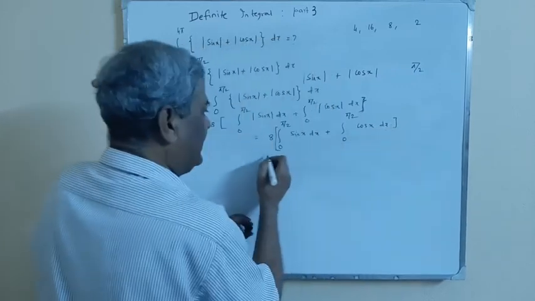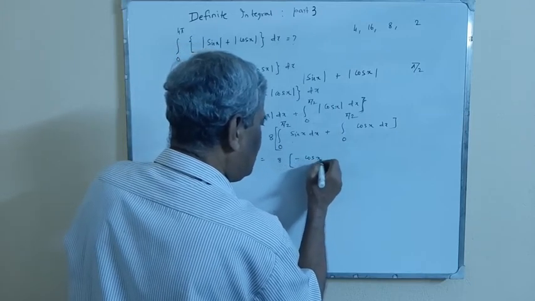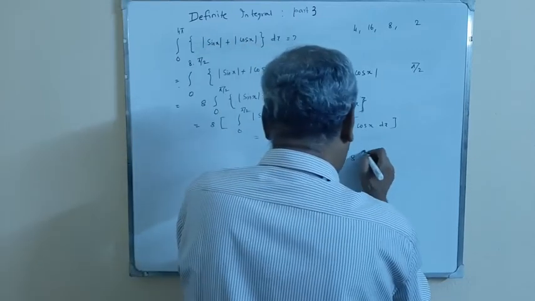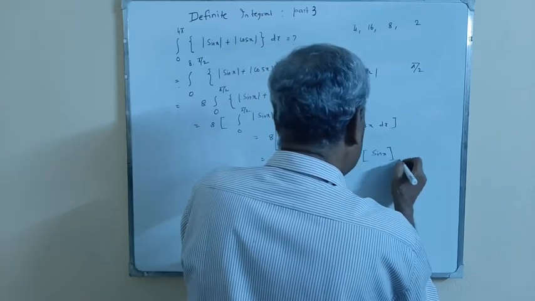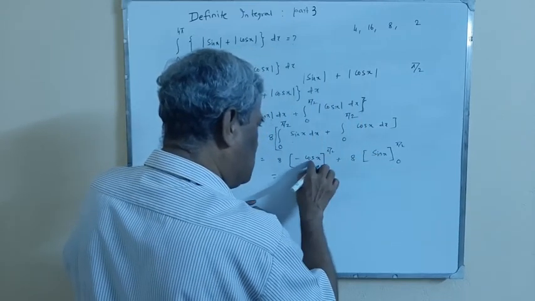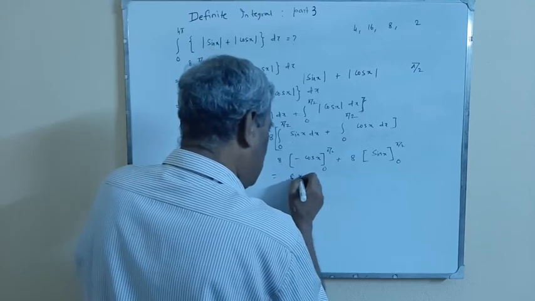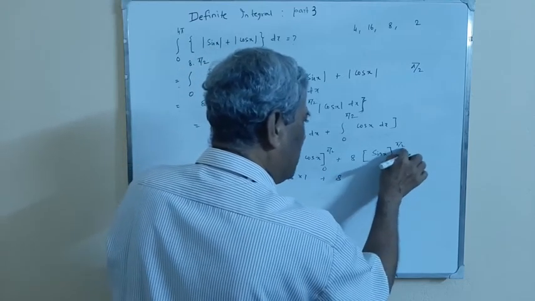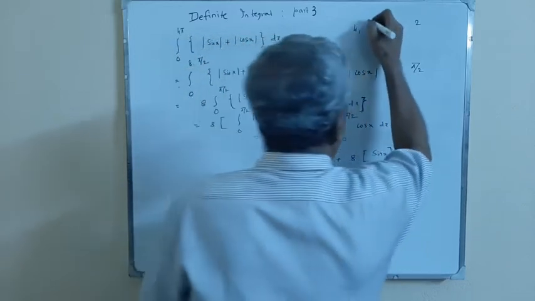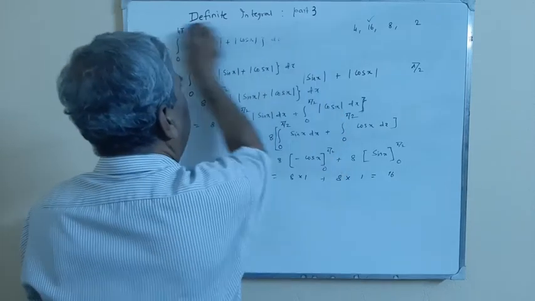Now, very easily you can integrate it. It is equal to 8 of, its integration is minus cos x from 0 to pi by 2, plus 8 into, its integration is sin x from 0 to pi by 2. When I put x is equal to upper limit pi by 2, this becomes 0 minus lower limit, so plus 8 into 1, plus 8 into, when I put pi by 2, it is 1, and for the lower limit it is 0. So 8 plus 8 is 16. So 16 is the correct option. Next problem.